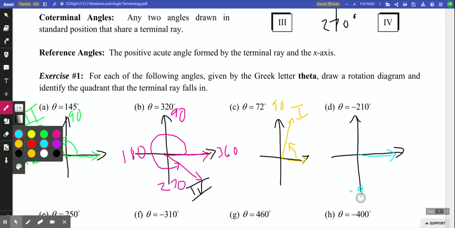So this would be negative 90, negative 180, negative 270. So negative 210 is going to be somewhere in between the negative 180 and the negative 270. It's probably a little bit closer here to the negative 180. And again, we're going negative, so it's the other way around. Negative angles are clockwise. So that's quadrant 2.